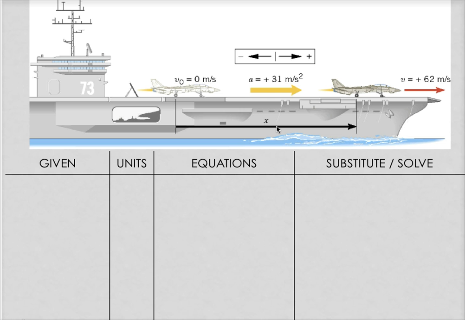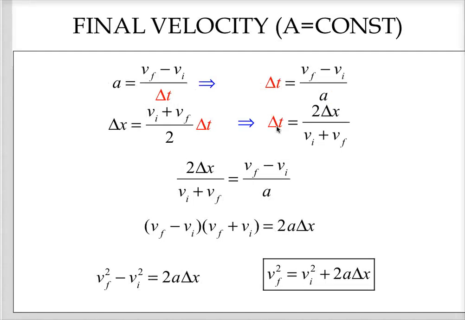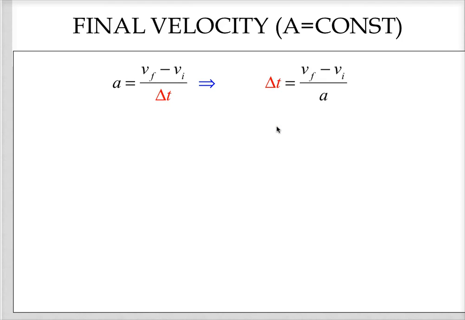However, there's actually a shorter way, and the formula that is used is called velocity squared because both velocities, initial and final, will end up being squared in that formula. So I'm going to show you how to derive this from scratch.